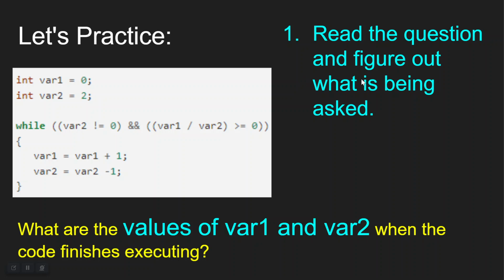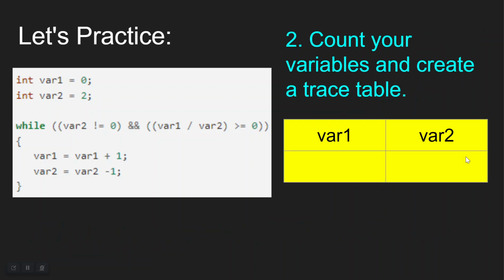Anyways, read the question and figure out what's being asked. We need to know what are the values of variable 1 and variable 2. That's pretty straightforward. All right, count your variables and create a trace table. Well, I only see int var1 and int var2. I don't see any other variables, so those are the only 2 that we need to watch out for.